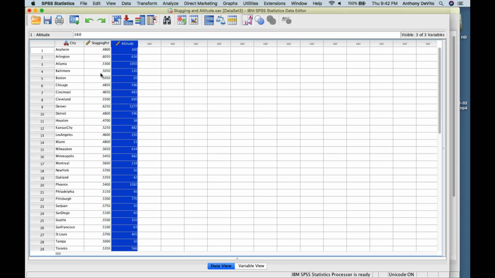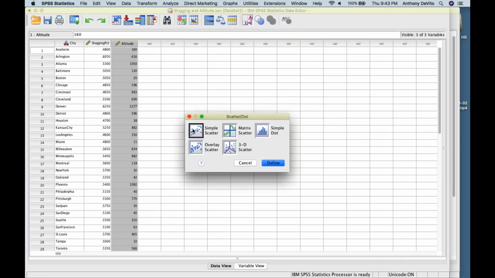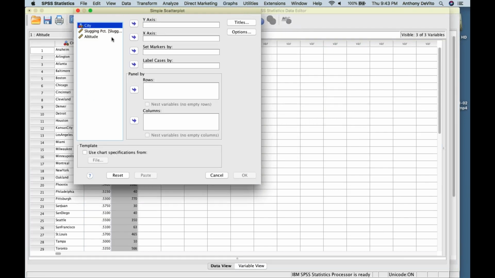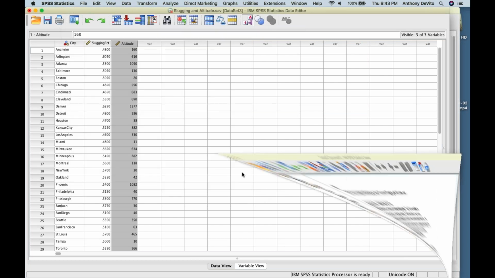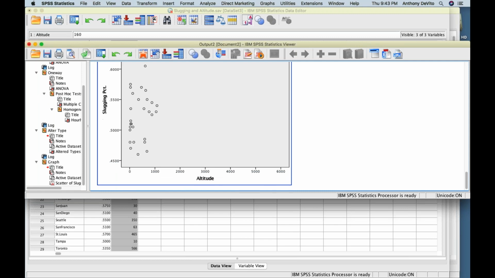So we have a numerical variable for slugging percentage and a numerical variable for the altitude. So let's see if there appears to be an association. One of the first ways I might look for an association is graphically. Let's do a scatter plot. Legacy Dialogs, Scatter Plot, and I'm going to say a simple scatter plot. I'm going to put altitude on the x-axis and the slugging percentage on the y-axis, and I'll click OK. Okay, let's see what we wind up with. Not very easy to interpret, eh? Not getting much help here.